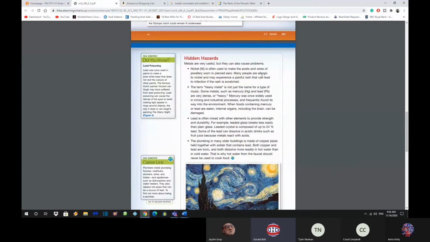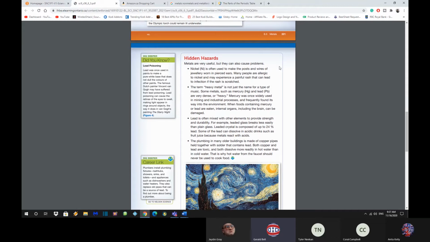Hidden hazards. Metals are very useful, but they can cause problems. Nickel is often used to make the posts and wires of jewelry worn in pierced ears. Many people are allergic to nickel and may experience a painful rash that can lead to infection if the rash is scratched. The term heavy metal is not just used for a type of music. Some metals, such as mercury and lead, are very dense or heavy. Mercury was once widely used in mining and industrial processes and frequently found its way into the environment. When foods containing mercury or lead are eaten, internal organs such as the brain can be damaged.